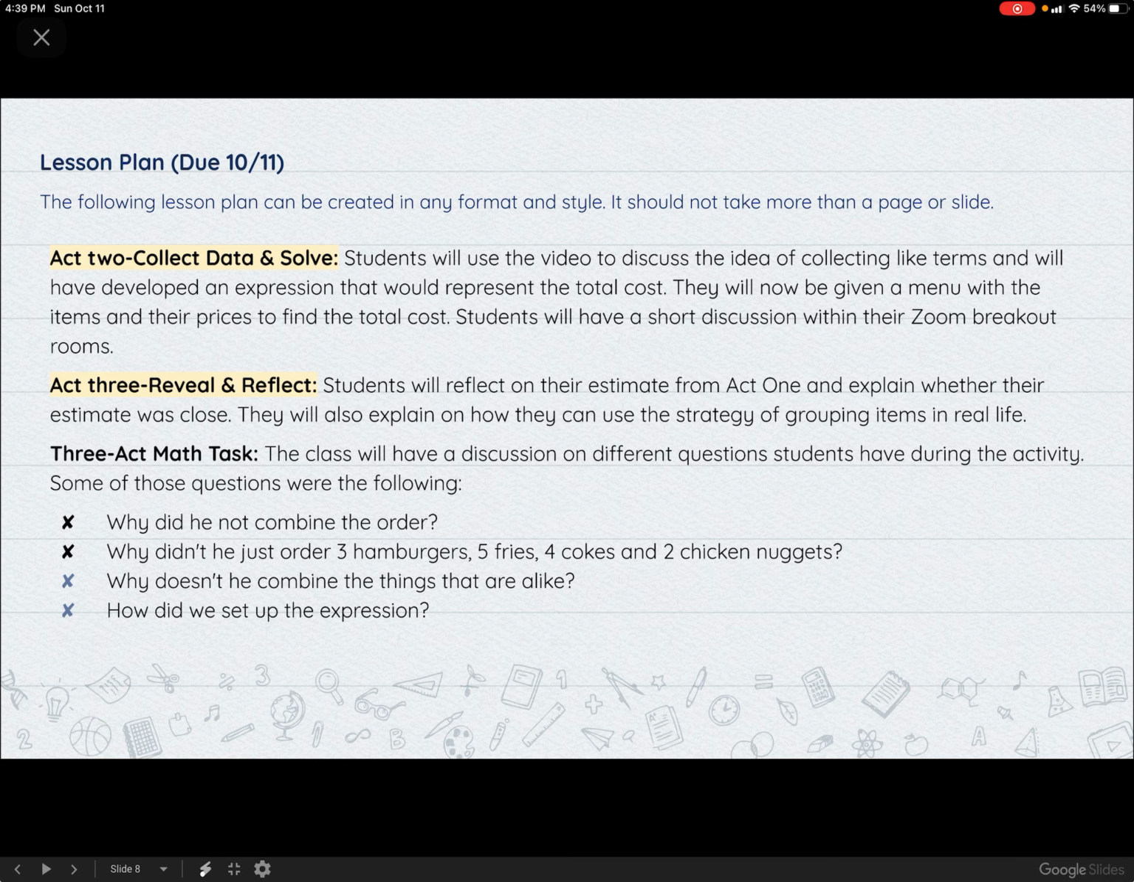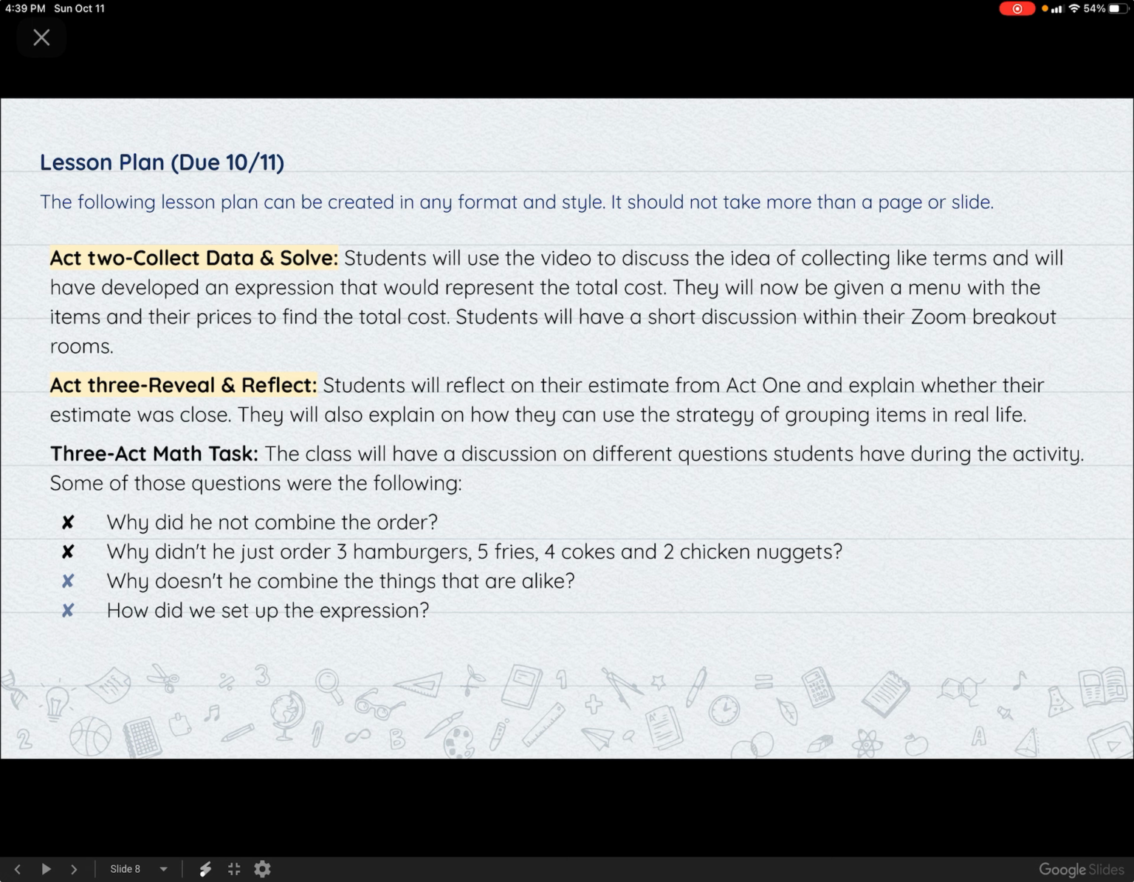Students will be given a third discussion post. In this one, they will reflect on their estimate for Act 1 and explain whether their estimate was close or were they super far off. They will also explain how they can use the strategy of grouping items in real life.